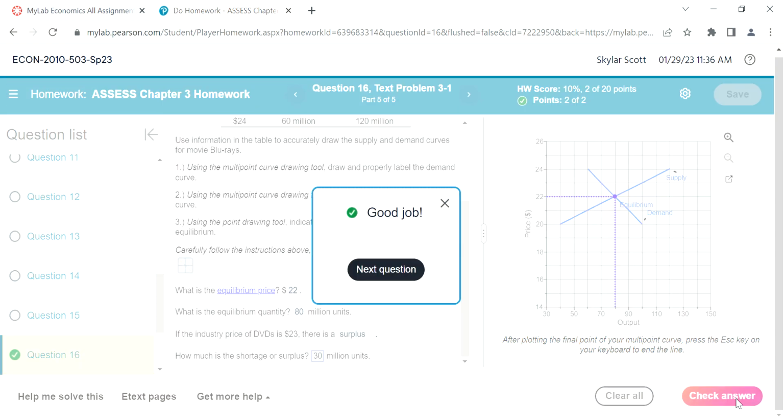Well, awesome. That will be a quick walkthrough of Question 16. Your other graphing, supply and demand model questions will be pretty similar, but if you have any additional questions, feel free to reach out to me. I never mind working through those.